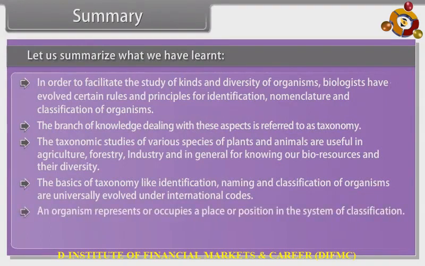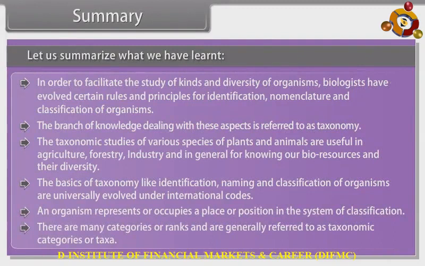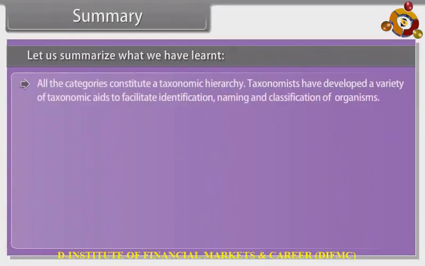An organism represents or occupies a place or position in the system of classification. There are many categories or ranks, and these are generally referred to as taxonomic categories or taxa. All the categories constitute a taxonomic hierarchy. Taxonomists have developed a variety of taxonomic aids to facilitate identification, naming, and classification of organisms.